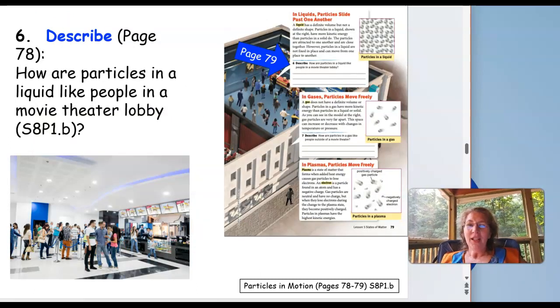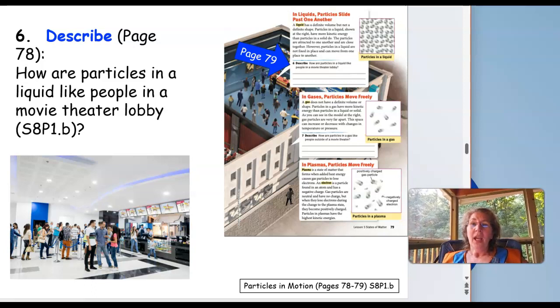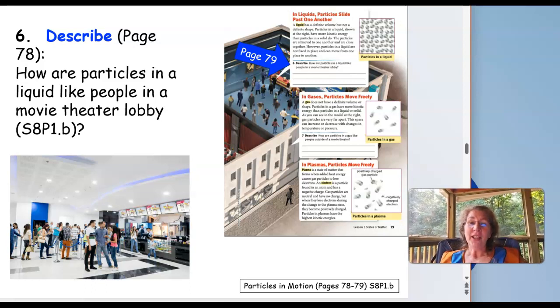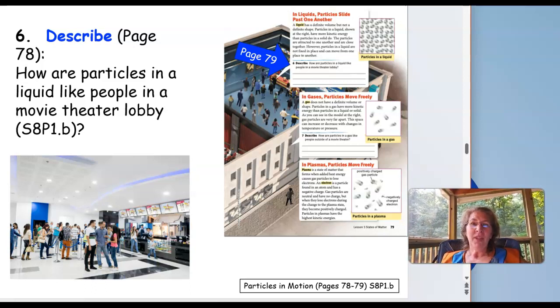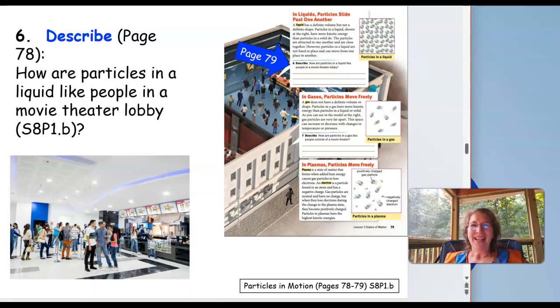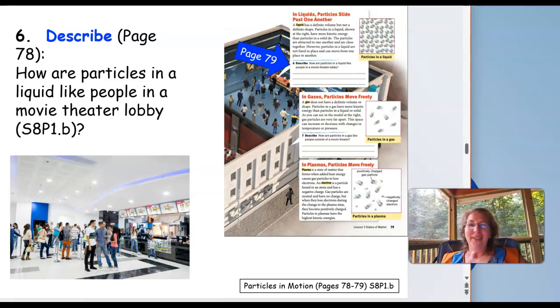On page 79, you have question number 6, which is going to have you describe. And it's going to be back to the movie theater analogy. Now it's asking you to describe how the particles in a liquid are like the people in a movie theater lobby. So pause the video, answer your question, and then come back when you're ready.